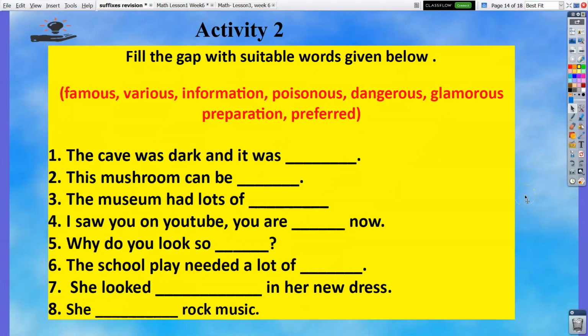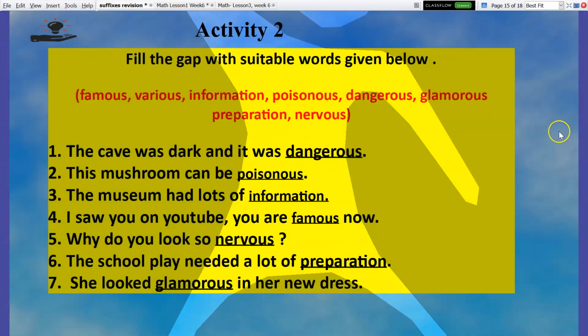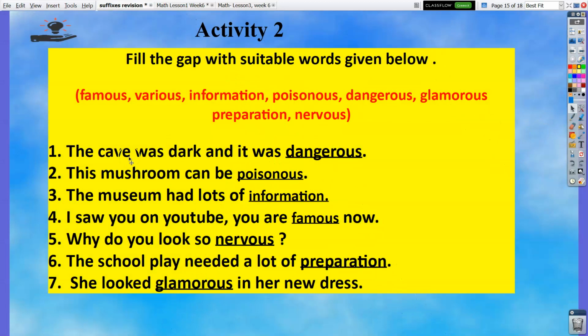Activity 2, fill the gap with suitable words given below. So here are the words. I want you to put them in the gap to complete the sentence. Pause the video and just write your answers. Time is up. Here are the answers. For number 1, the cave was dark and it was dangerous. 2, this mushroom can be poisonous. 3, the museum had lots of information.